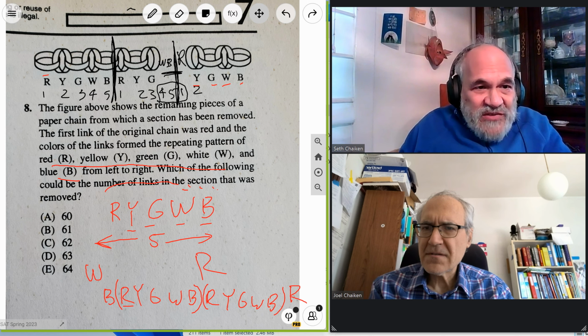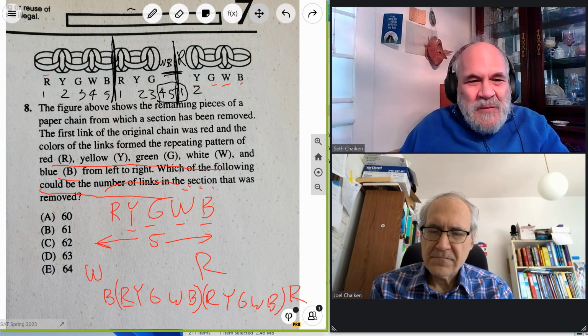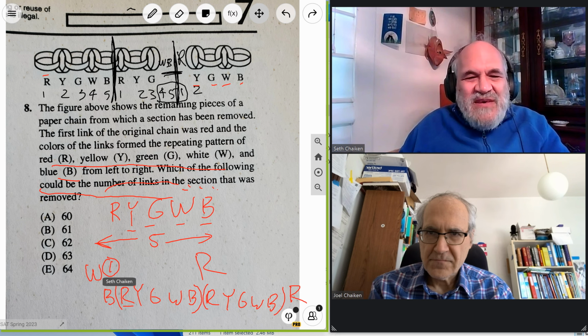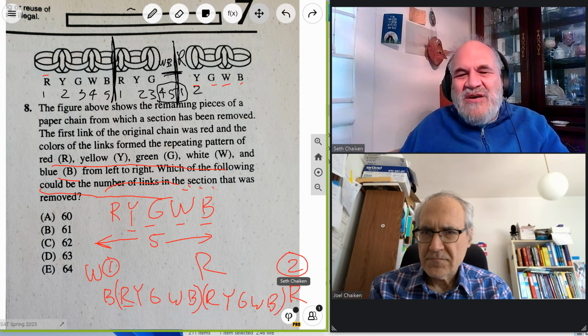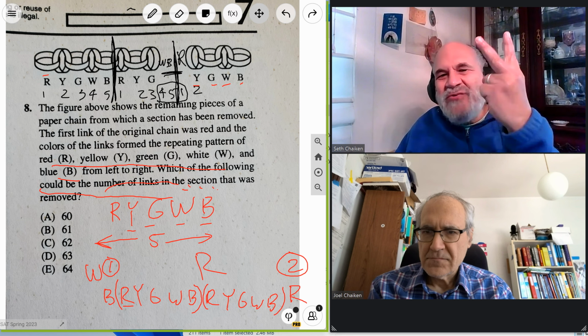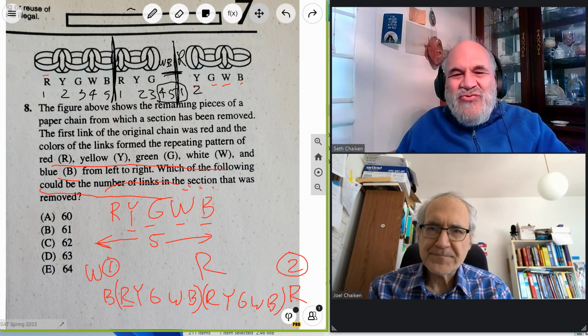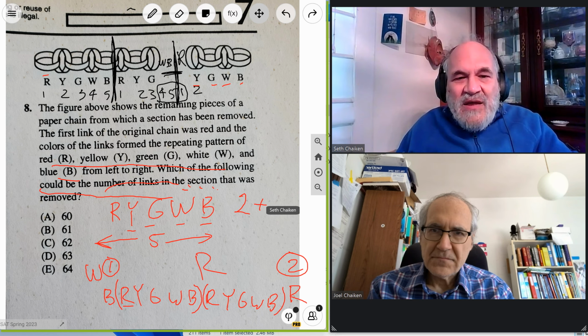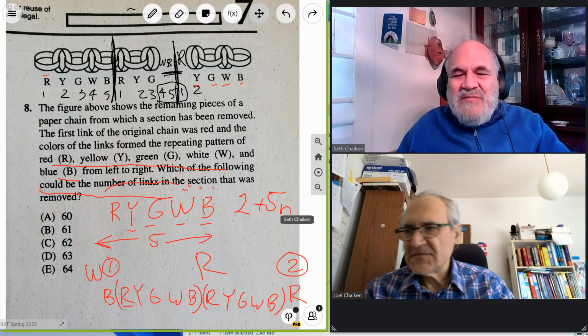What is the number of links? So what I see is there must be a blue at the beginning of the gap, which I'll number 1 because I want to count them. There must be an R at the end of the gap, so I use my counting fingers. A W at the beginning of the gap. 1 plus 1 makes 2. And then what might be there in the middle? Any number of groups of 5. So it's 5 times any number.